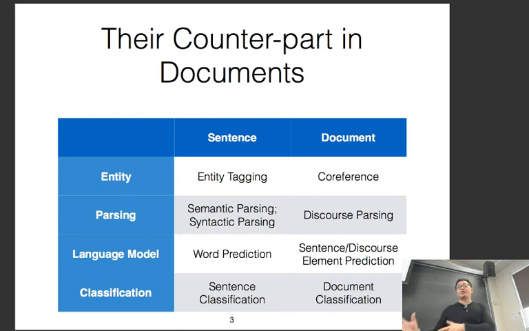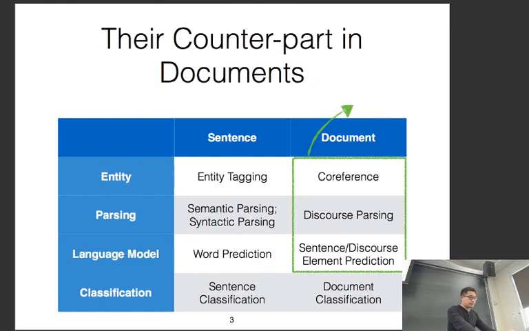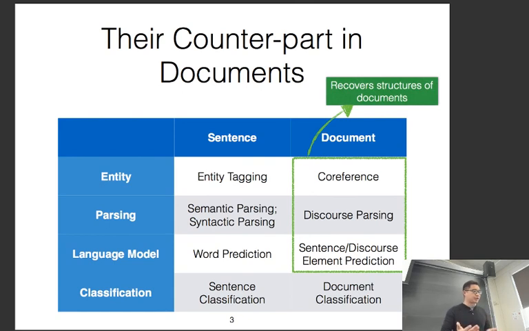Some of these, when we transform into documents, the nature of the problem changes a lot. Mainly in this course, the first three items, like in the green box, change a lot because they're trying to recover the structure of a document. I'm not going to cover document classification here because I'm not really an expert on that, and I think it shares a lot of similar nature with sentiment classification, but the three other ones have very different internal structures when we talk about documents.